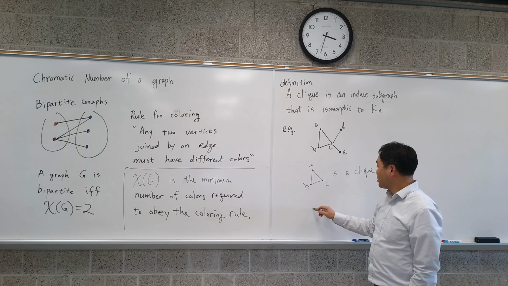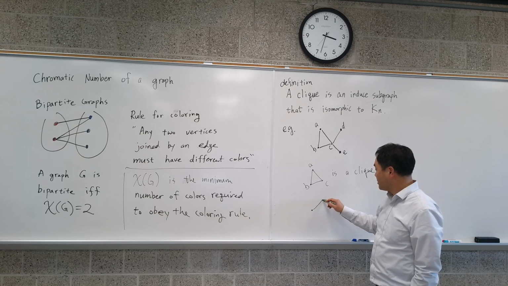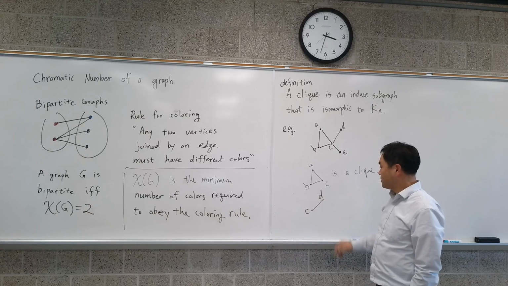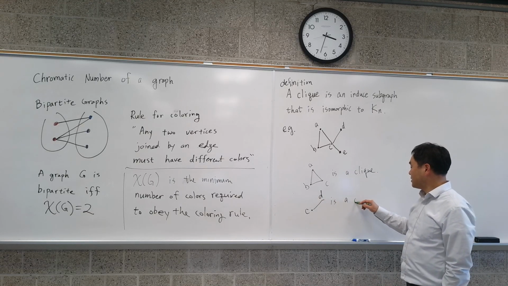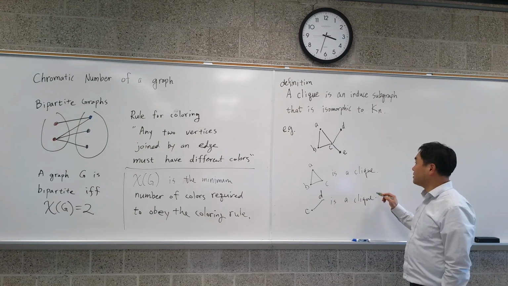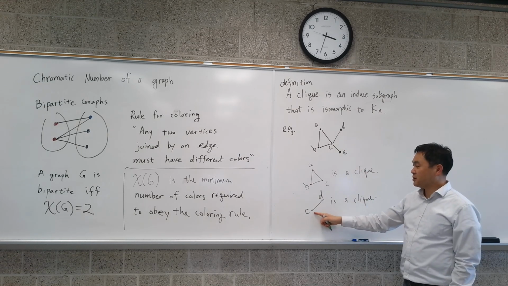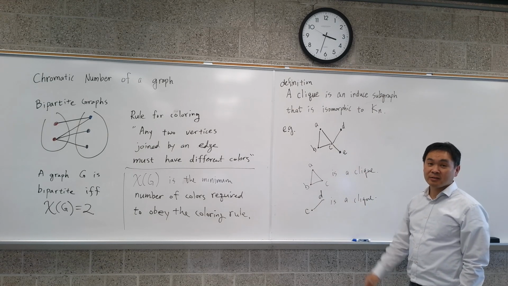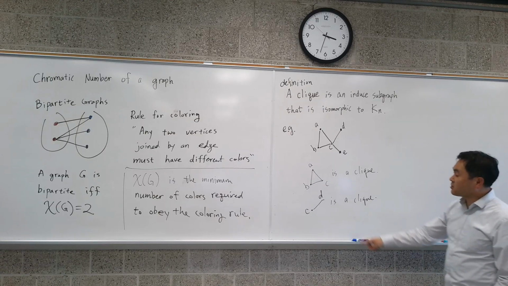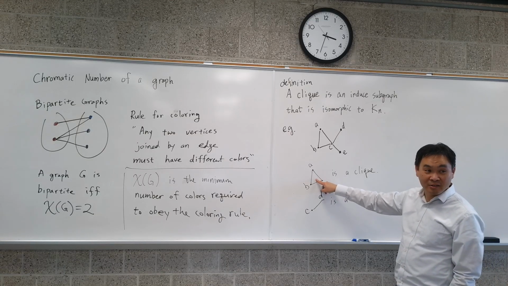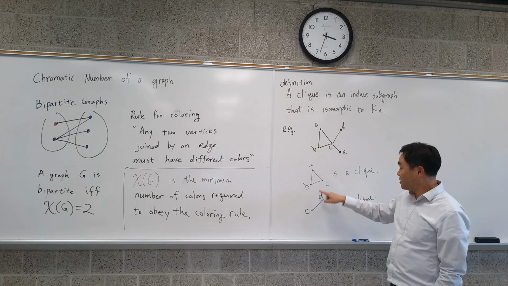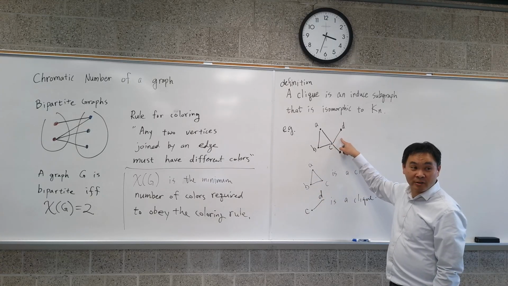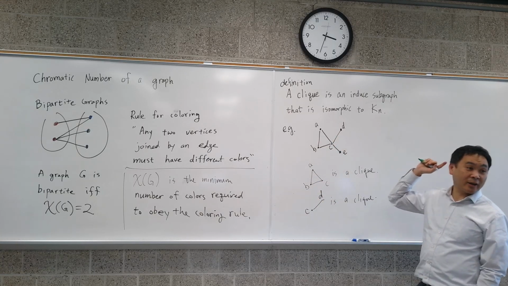And then you can also have C and D, right? That's also another clique, right? Because that's K2, right? This is isomorphic to K3. This is K2. They're all from here, right? These are both induced subgraphs from here. Is that okay? All right.